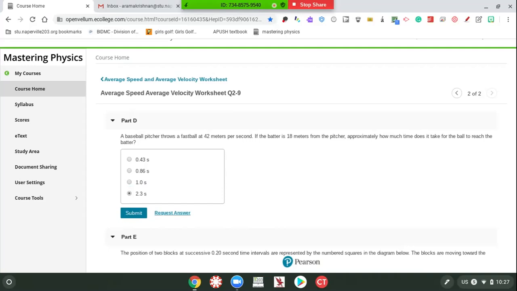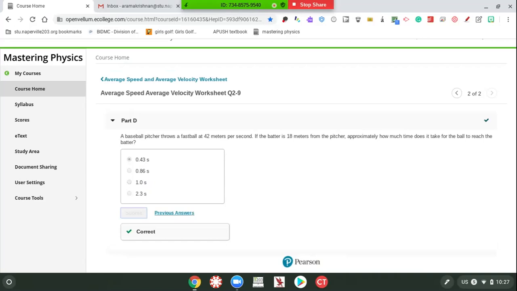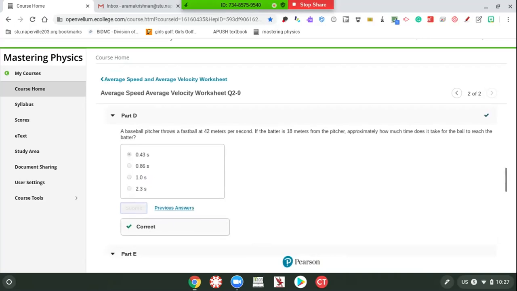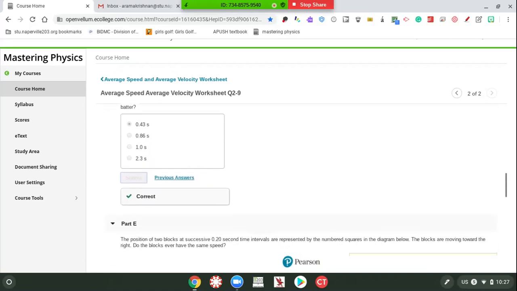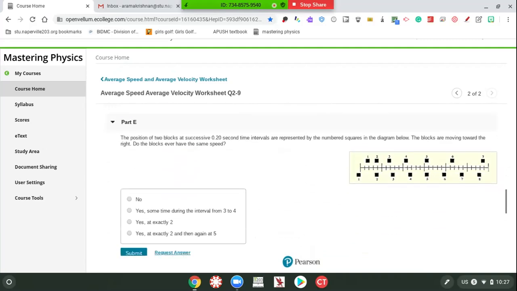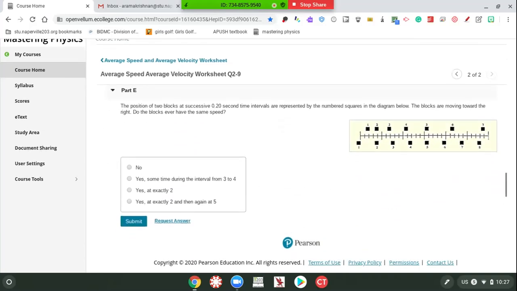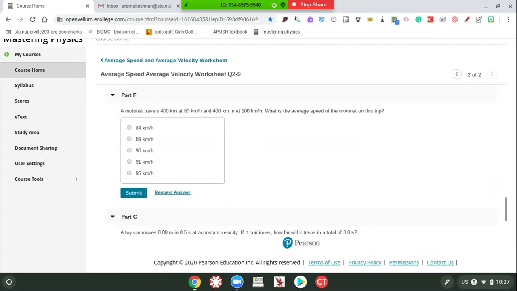No, I think I'm making a mistake. Time is distance by velocity, right? Distance by speed. Distance is 18 and speed is 42. So 18 by 42 is less than 1. 18 by 42 is approximately half. Yeah. 18 by 42 is approximately 20 by 40. Mm-hmm. Okay, so it should be close to half. So you should think like this so that you can check whether you're making a mistake or not.